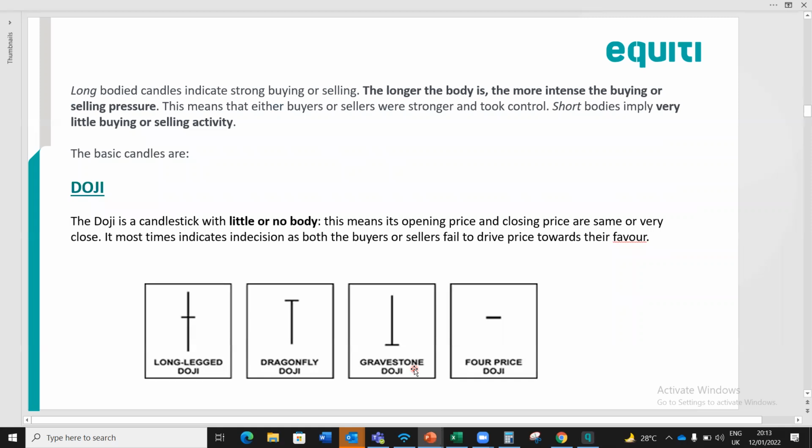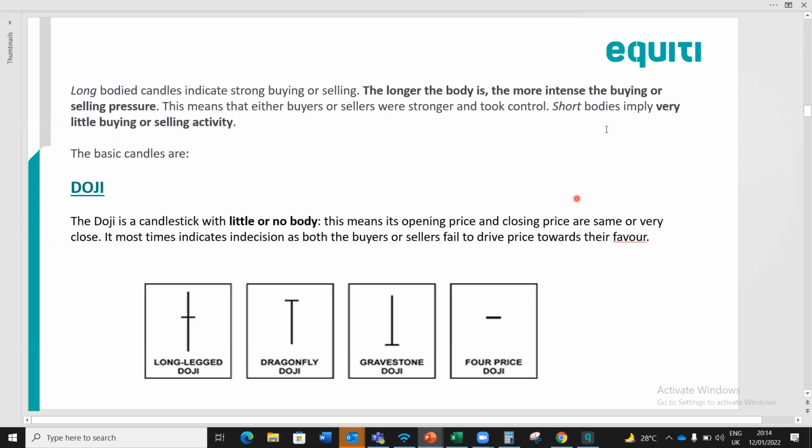Now, long bodied candles indicate strong buying or selling. We talked about the body. If the body of a particular candle is long, what that means is that there was strong buying activity or strong selling activity. The longer the body is, the more intense the buying or selling pressure. This means that either buyers or sellers were stronger and took control of the market. That is what it simply means.